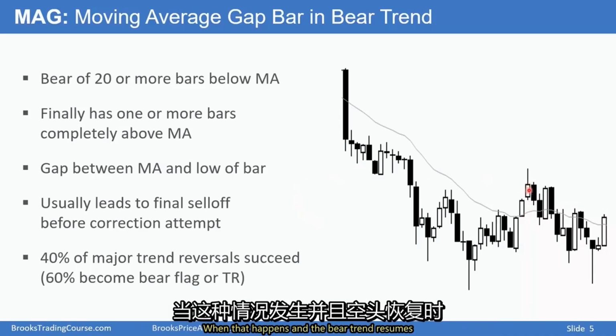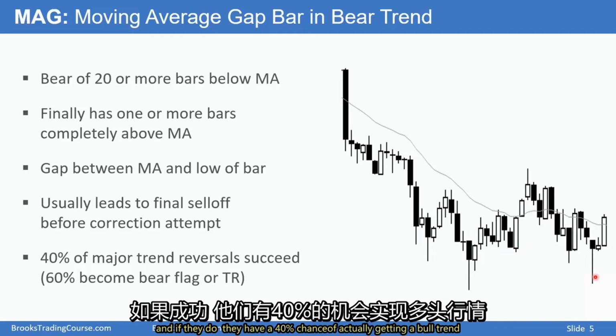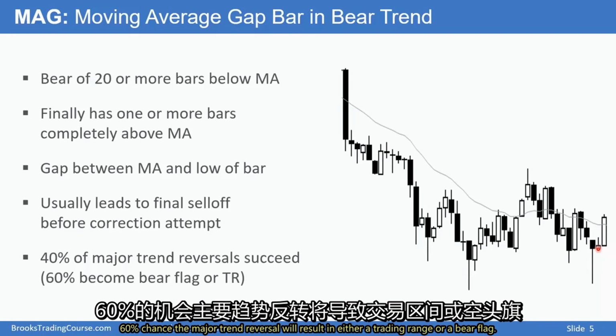When that happens and the bear trend resumes, the odds are 60% the bulls will try to create a major trend reversal. And if they do, they have a 40% chance of actually getting a bull trend. 60% chance the major trend reversal will result in either a trading range or a bear flag.